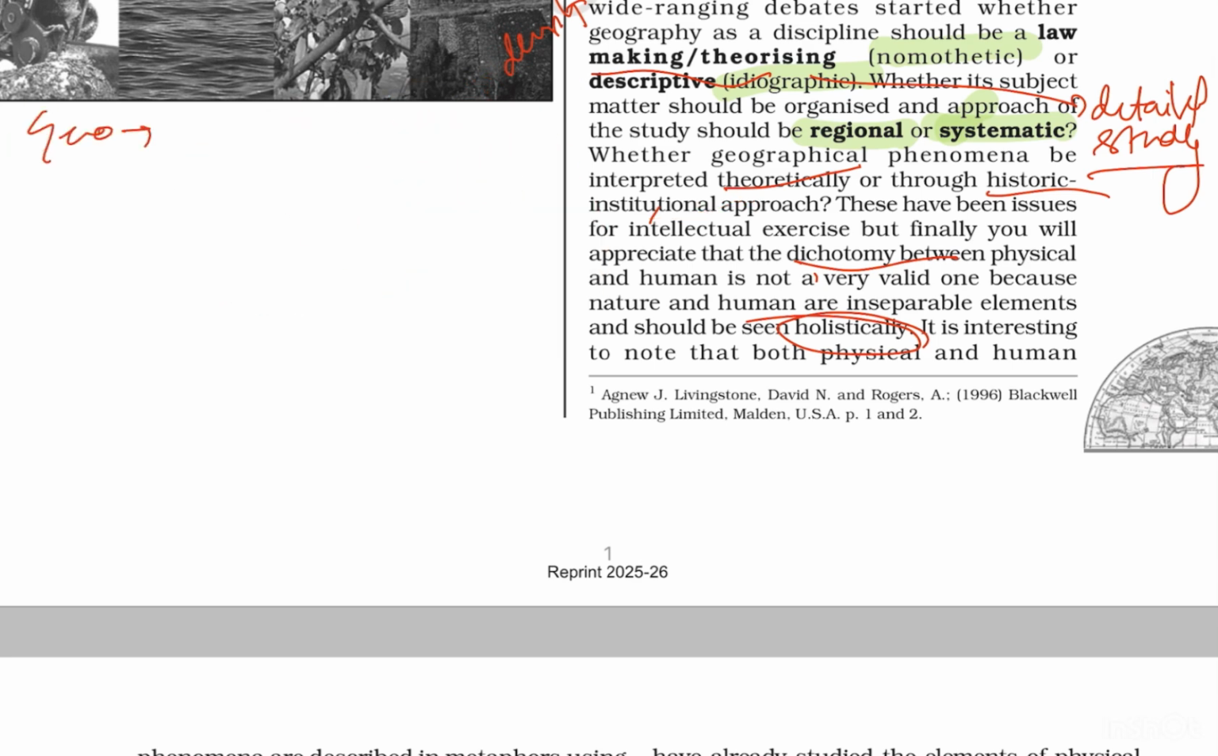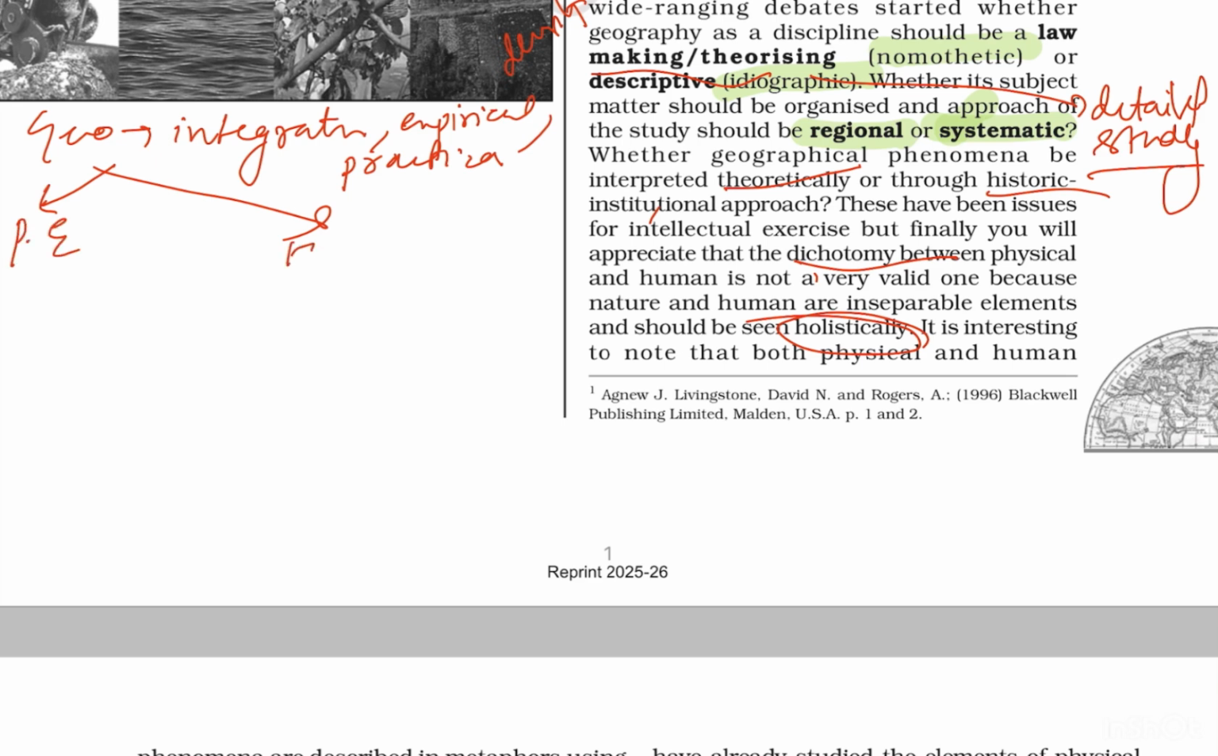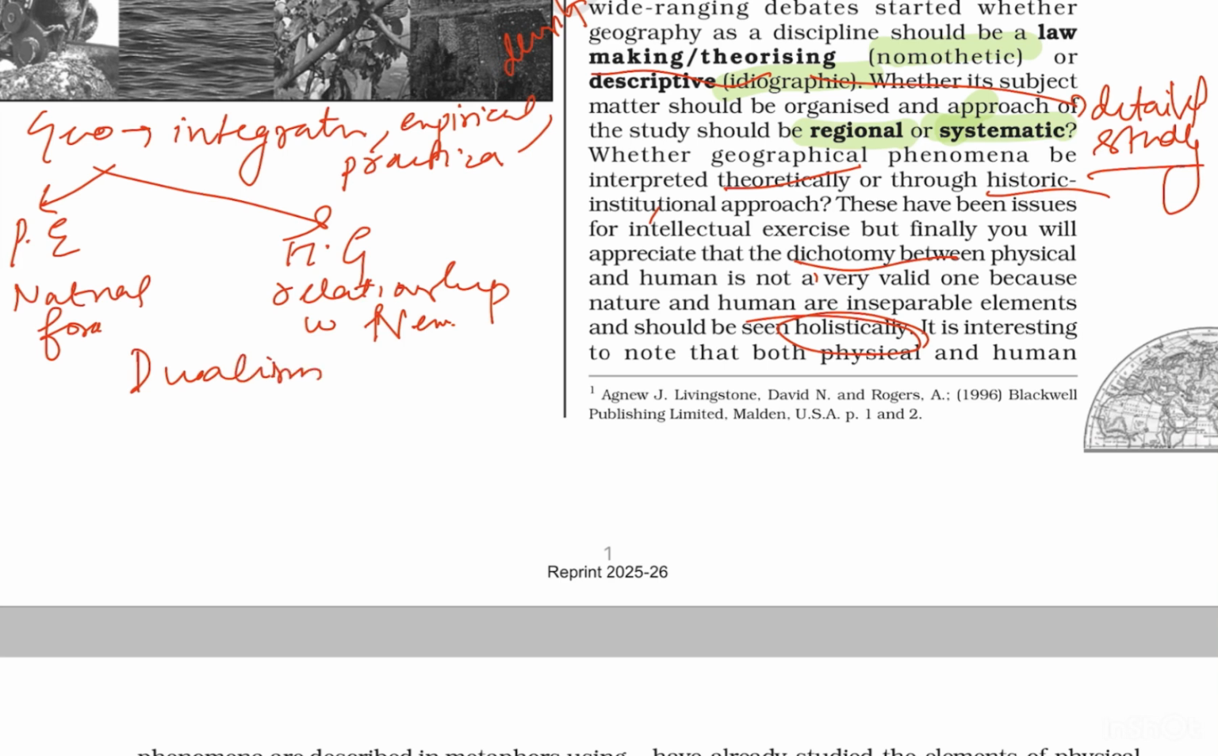Geography is integrative, empirical and practical. We studied two main components, that is physical geography and human geography. Physical geography consists of the natural forces, human geography consists of the relationship of human beings with the natural environment. Then we studied dualism. Dualism is basically that although geography is split into different views, we should study it holistically. So this division or dichotomy between physical geography and human geography, we should study in a holistic manner. This is the dual nature of geography.